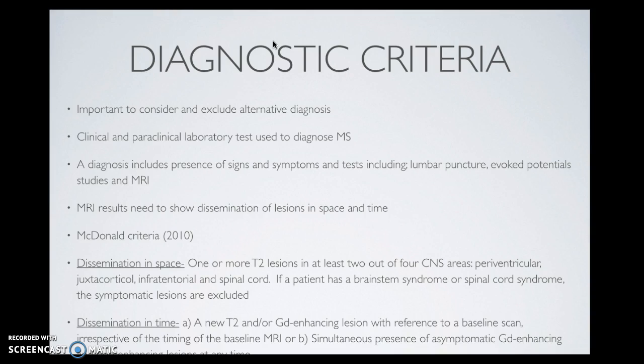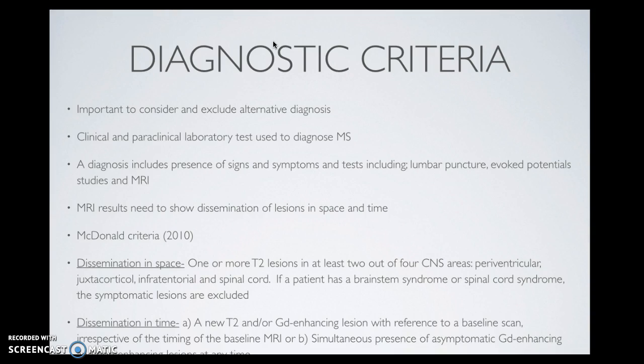A diagnosis of MS involves the presence of signs and symptoms and 3 tests: a lumbar puncture, evoked potential studies, and an MRI. So the McDonald criteria is the gold standard practitioners follow in order to diagnose MS. An MRI criteria states that the MRI results need to show dissemination of lesion in space and time.